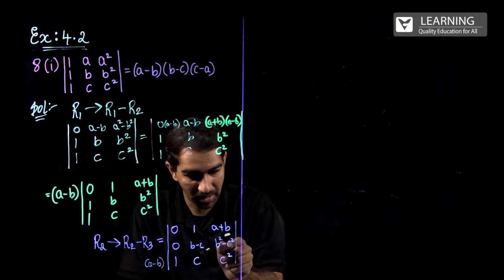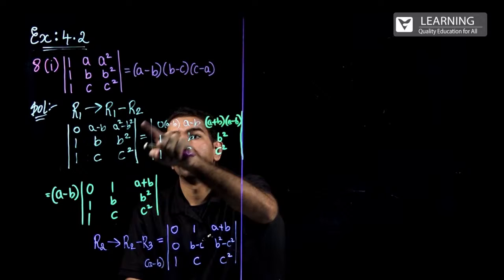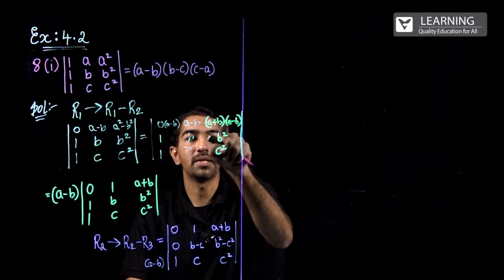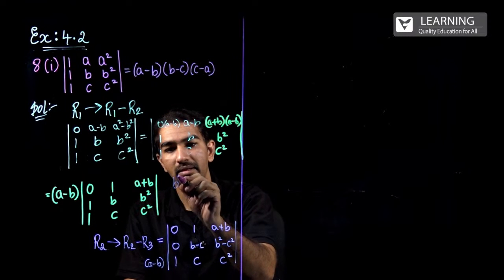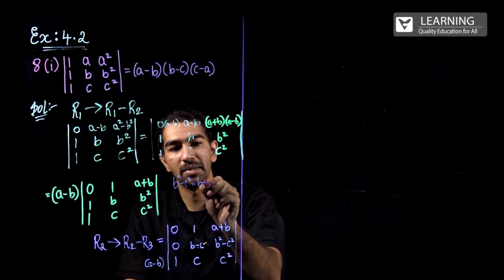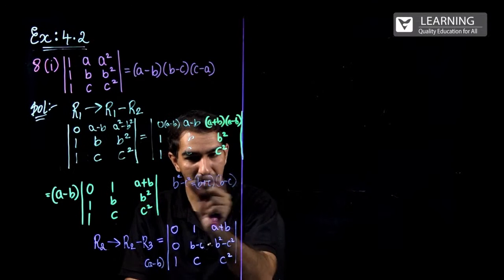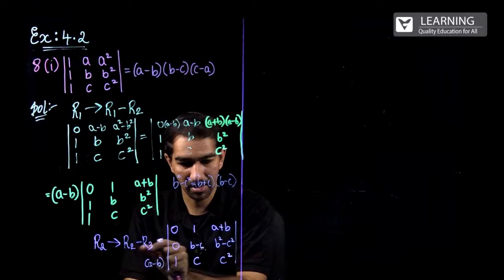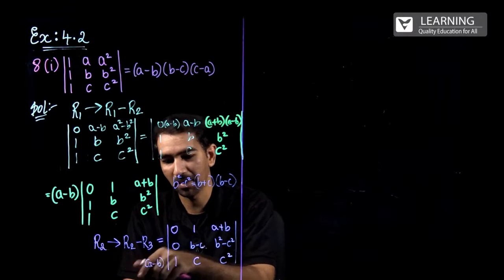In the second row, we have to expand this. This can be written as what? Same thing. A square minus b square can be written as a plus b into a minus b. Similarly, b square minus c square can be written as b plus c into b minus c. Take this b minus c outside. So 0 into b minus c is 0 only. So from here also you can take b minus c outside.